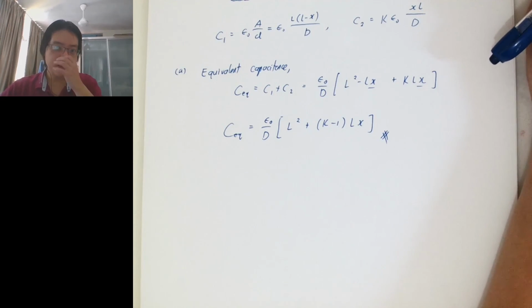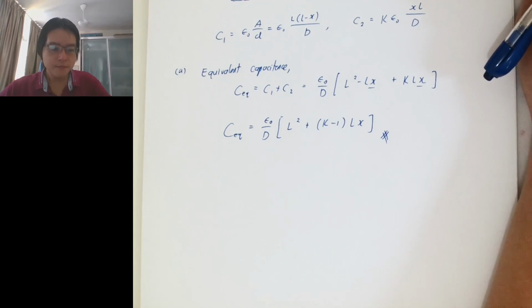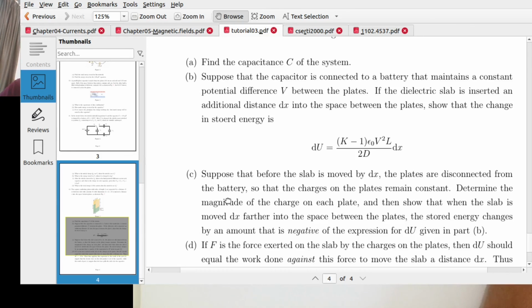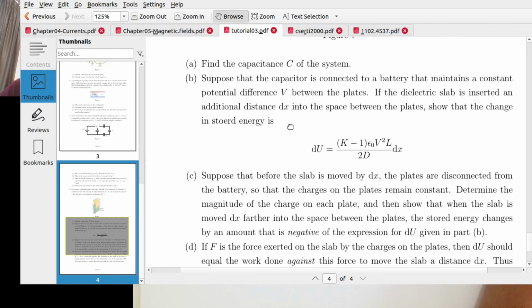But okay, here comes the tricky part. Now, let me raise the question. What time are we at now? There should be enough time to at least do part B. Suppose I have a capacitor connected to a battery, so it maintains a constant potential difference. The voltage is constant, but I move the dielectric slab an additional distance dx in between the plates. So this is what's happening here.